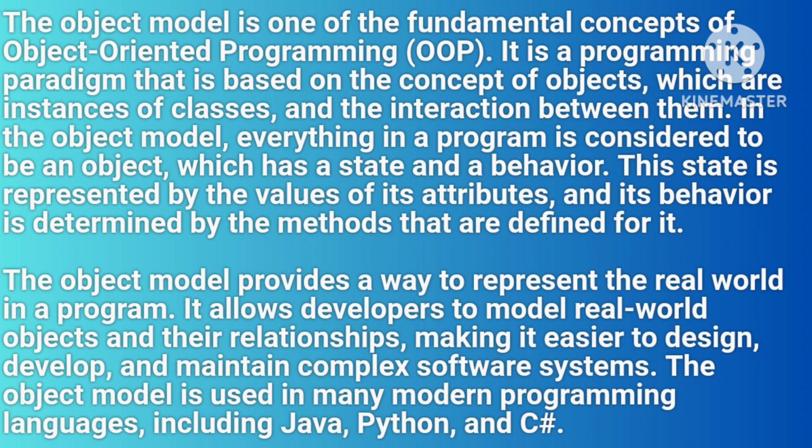The object model provides a way to represent the real world in a program. It allows developers to model real-world objects and their relationships, making it easier to design, develop, and maintain complex software systems. The object model is used in many modern programming languages, including Java, Python, and C.